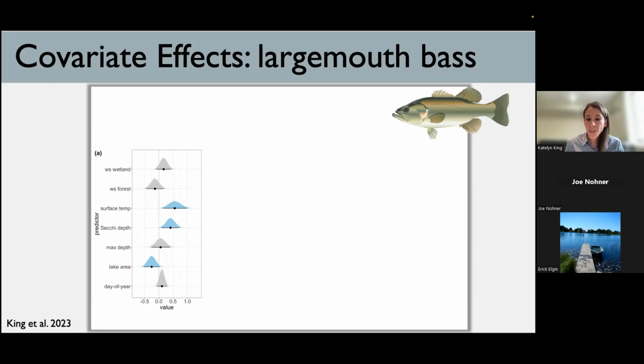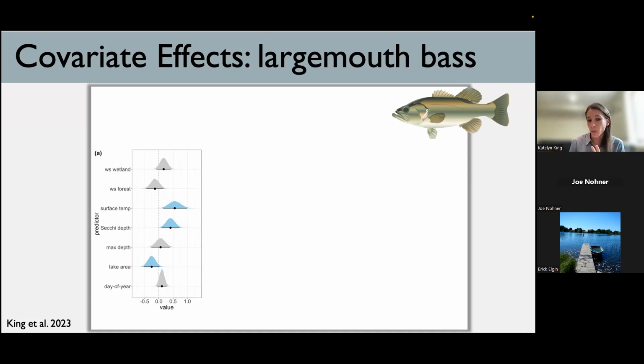And so we see that surface water temperature has a strong positive influence on largemouth bass. So as we would expect, as temperature increases, we see an increase in largemouth bass abundance. We see a similar positive influence of Secchi, so clear lakes showed higher abundance as compared to the more turbid lakes in our study. And then we actually saw a negative effect of lake area.